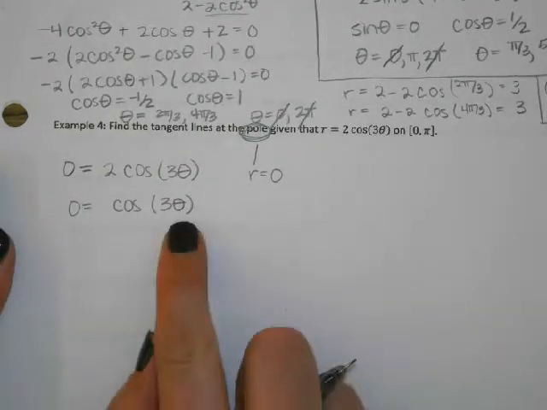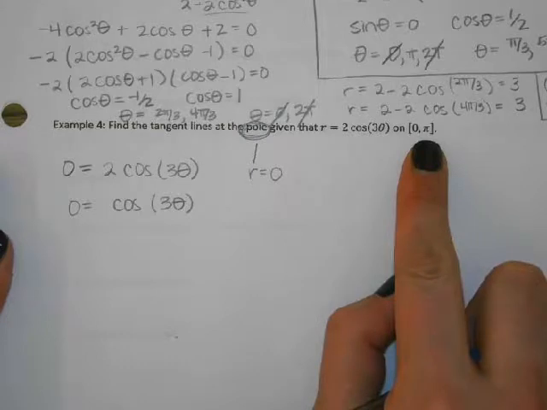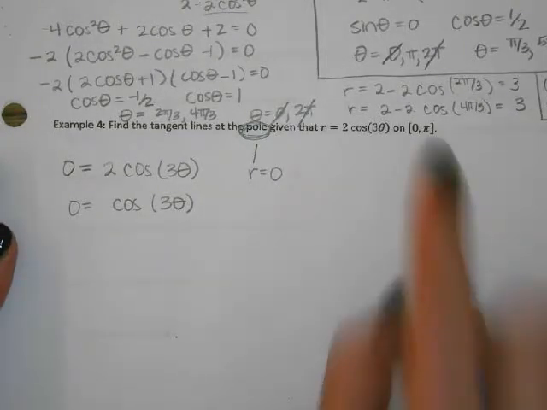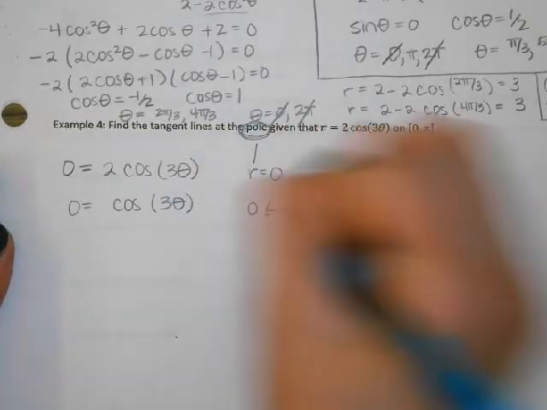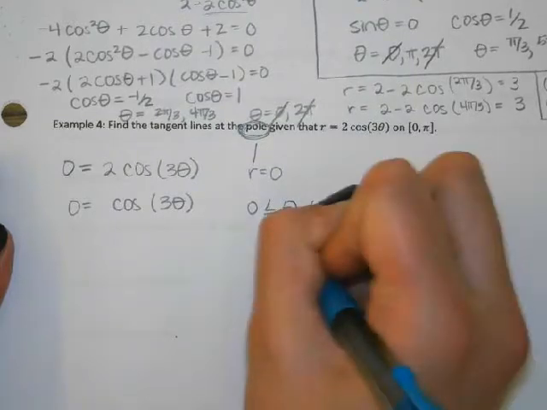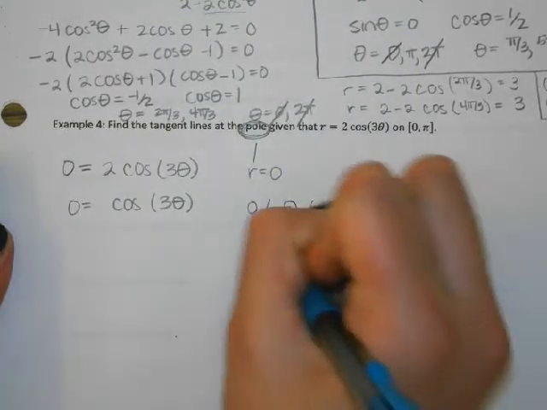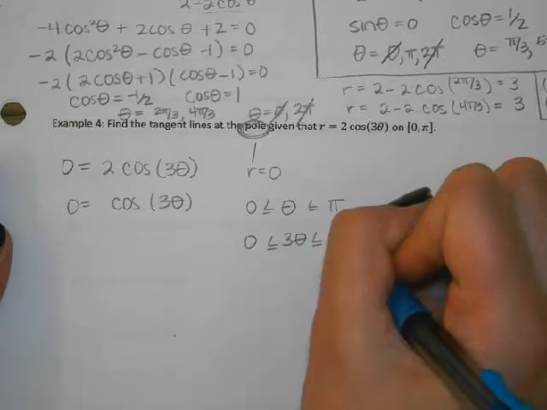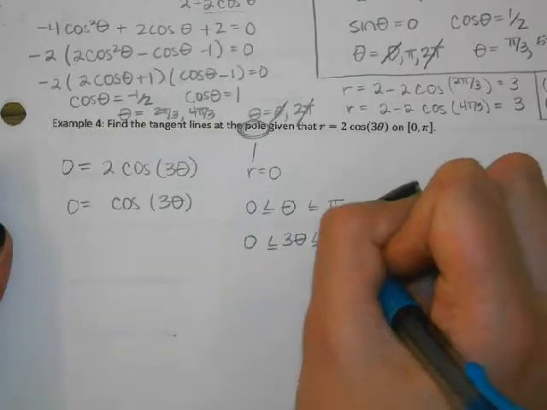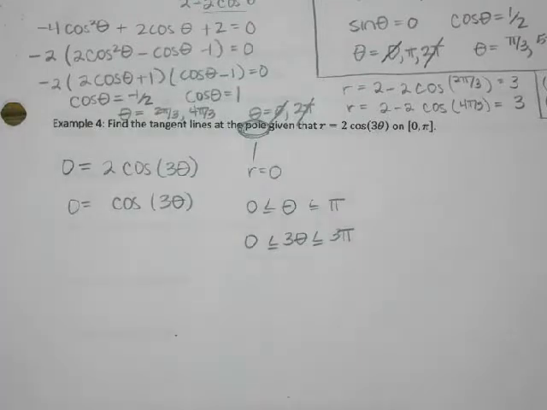Now I know that my original says the interval is from 0 to pi. So if I was doing just plain old theta in the problem, that would be between 0 and pi, but we have a 3 theta in the problem. So that's going to be between 0 and 3 pi. So it just means we have to look at a little bit more than the unit circle because of multiplying theta by 3.